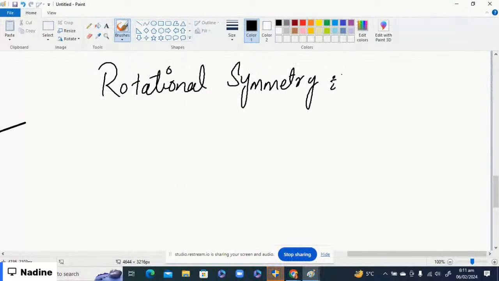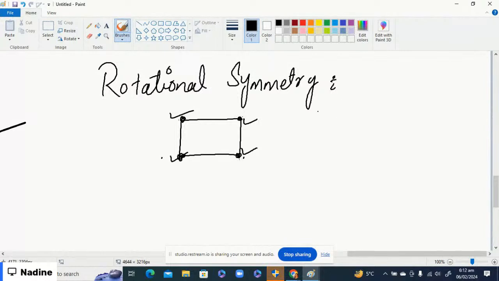You can say it's the number of times a shape looks the same when it is rotated. For example, how many times is it rotated here? This is a square, okay? Let's suppose this is your square, and here are all the points on that square. When you rotate this square, its shape is the same. So how many times can you rotate it? Four times. One, two, three, and four. It depends upon the corners of each shape.